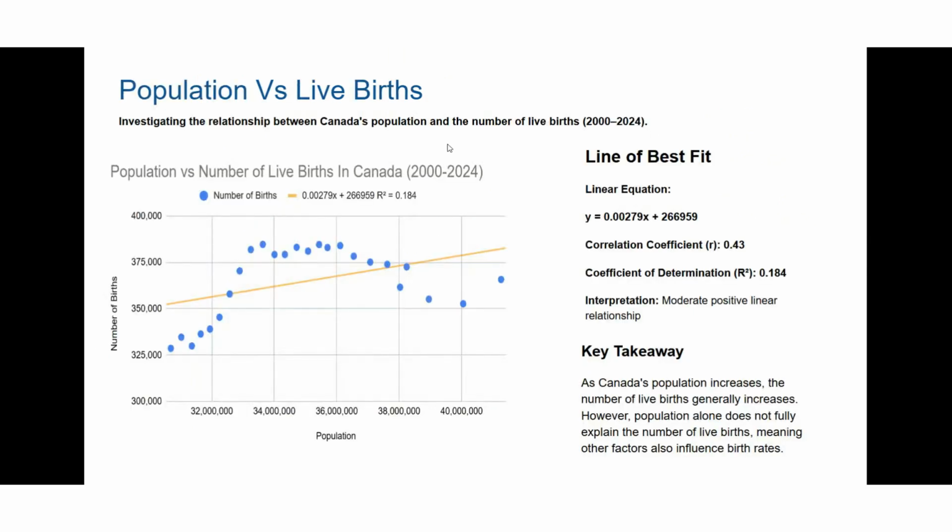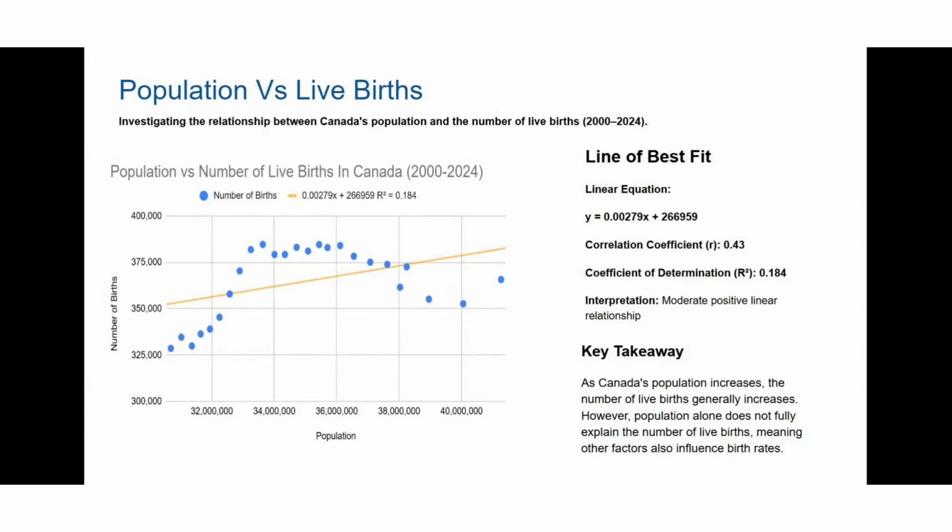So here is my population versus live births. As you can see, the scatter plot showed a moderate positive linear relationship. As Canada's population increased, the number of live births generally increased as well. You see this by my line of best fit here, and its coefficient of determination is 0.184. I square rooted that to find the correlation coefficient of 0.43, which indicated a moderate positive linear relationship.